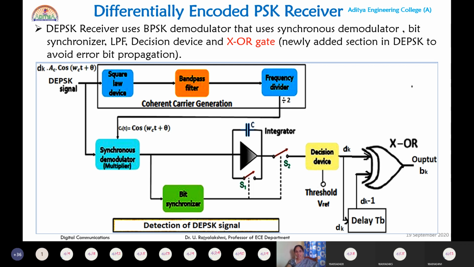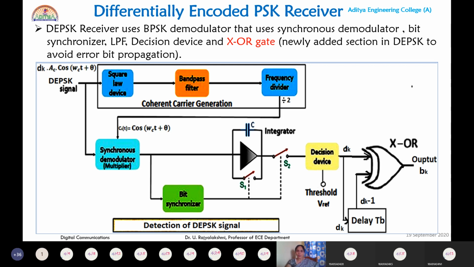Now, this is the extra element added in the DEPSK receiver compared to the BPSK receiver. What you are adding here is an XOR gate. What this XOR gate will do is compare dk with dk minus 1. Already I told you what dk minus 1 is. dk is the received digital sequence, or you can say the recovered, reconstructed sequence. So this dk is compared with dk minus 1.